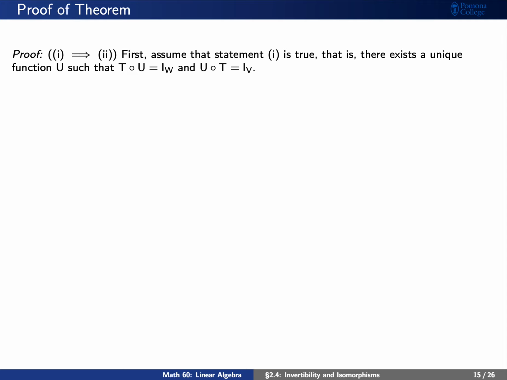Let's try to discuss a little bit of the proof of the statement. We want to show that statements I, II, and III are all equivalent, so we need to show various implications. We'll start by showing that statement 1 implies statement 2. To this end, let's first assume that there does exist a unique function u such that T compose u is the identity on W, and u compose T is the identity on V.